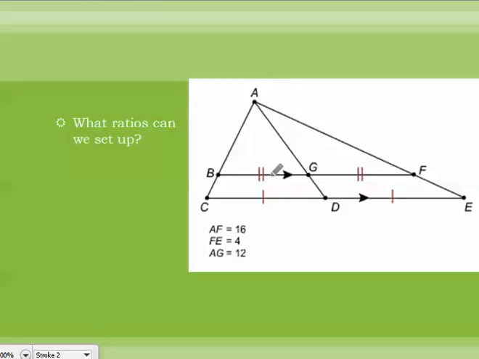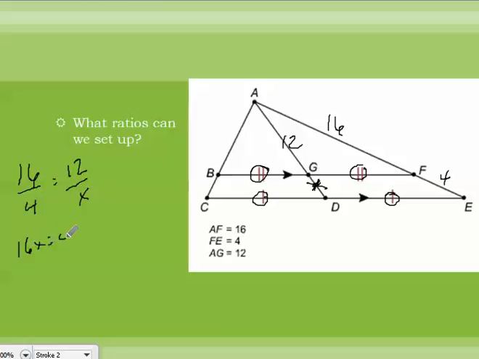Okay? Here we've got another triangle that's got medians. See how these are divided in half? Medians. And they're telling me AF is 16 and FE is 4. AG is 12. So if we're trying to find this value right here, x, I can set up my ratios. 16 over 4 will be equal to 12 over x. That's 16x is equal to 48. That's x is equal to 3. This distance right here would be 3.